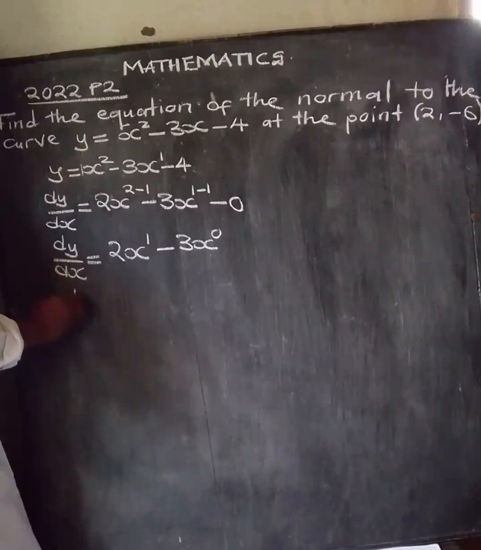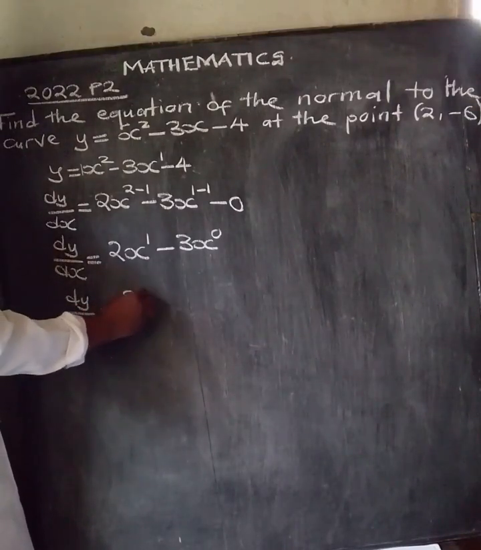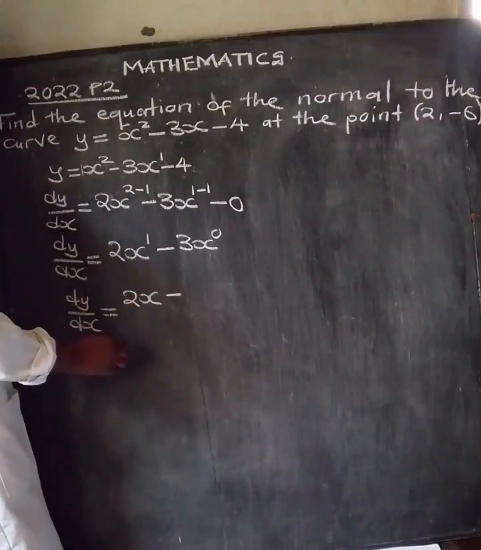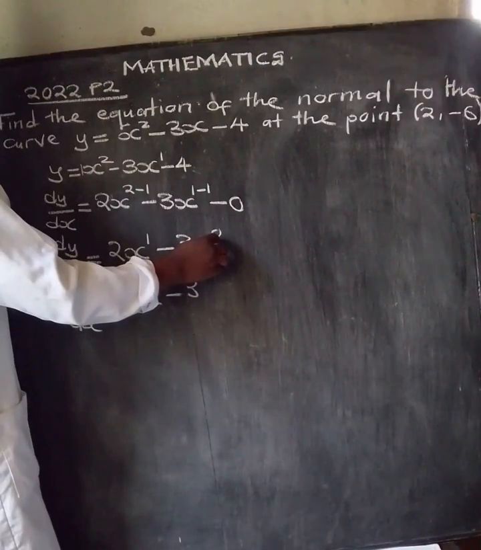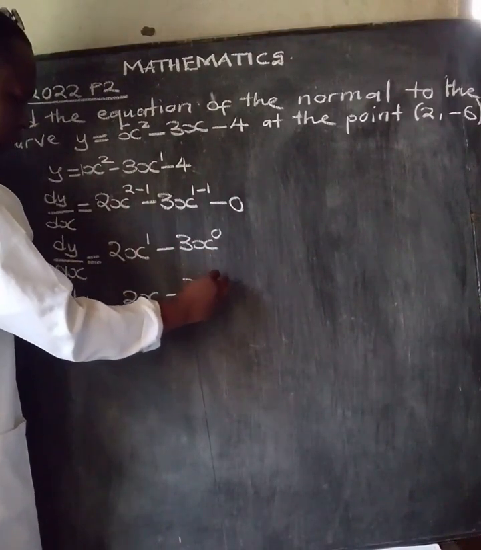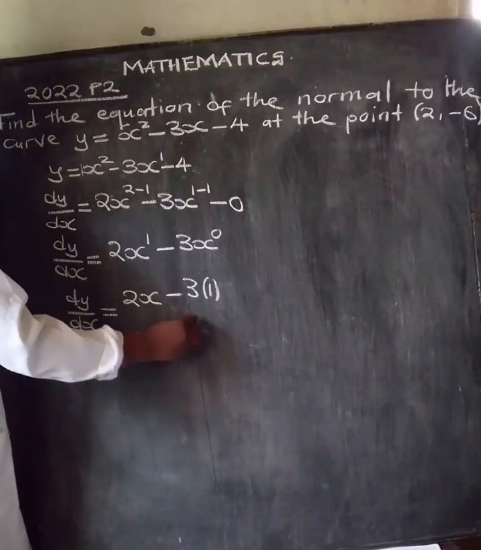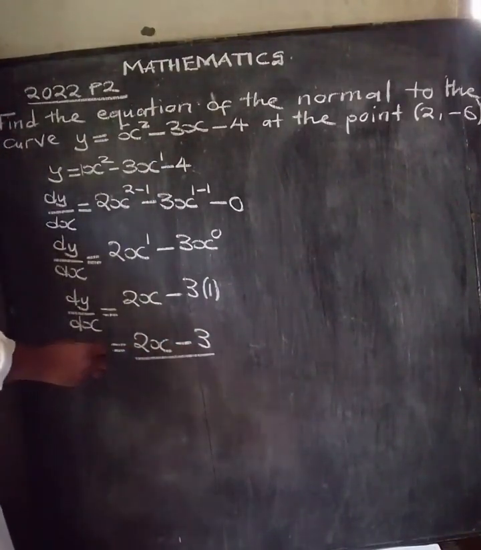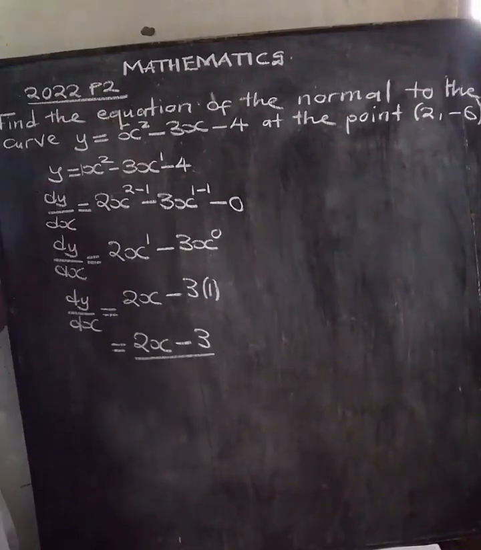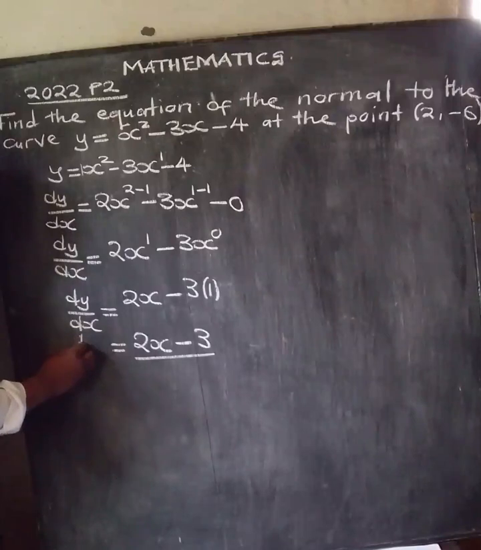Okay? So we're going to have dy over dx is equal to 2x minus 3. We know x to the power 0, the answer is 1. So we're going to have 1. And finally, we're going to have 2x minus 3 times 1, get 3. So this is our dy/dx. So now, having known what our dy over dx is, this is our gradient function.